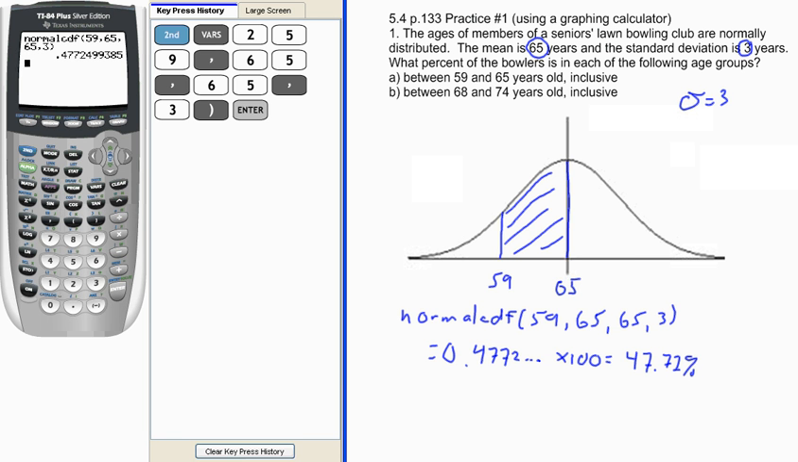Then let's take a look at part B. Part B asks us for the percent of the bowlers between 68 and 74. So 68 is somewhere to the right of our mean, so we'll draw it over here. 74 is even farther to the right, so somewhere over here we'll put 74. So again, we'll shade the area that we're looking for. Again, we can use our normal CDF feature.